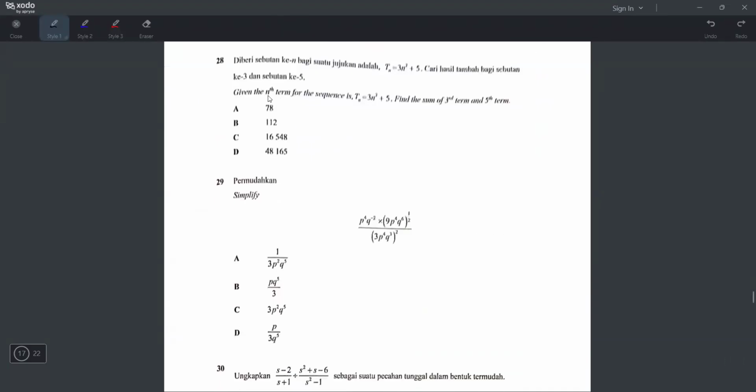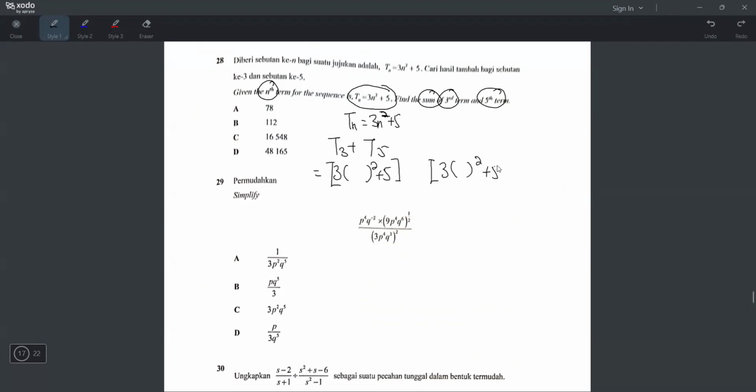Okay, continue. 28. Given the nth term for the sequence is 3n squared plus 5. So they already give us the formula. So definitely we have to use this formula to do this question. They want to find the sum of third term and fifth term. It means they want to find T3 plus T5. It means the n you have to substitute with 3. So just substitute 3n squared plus 5, and then later the T5 substitute again 3n squared plus 5.